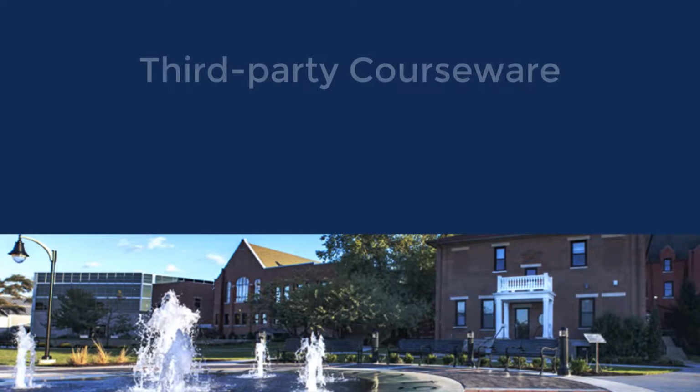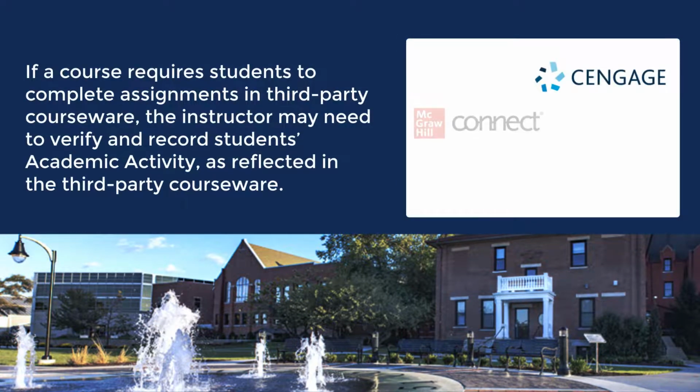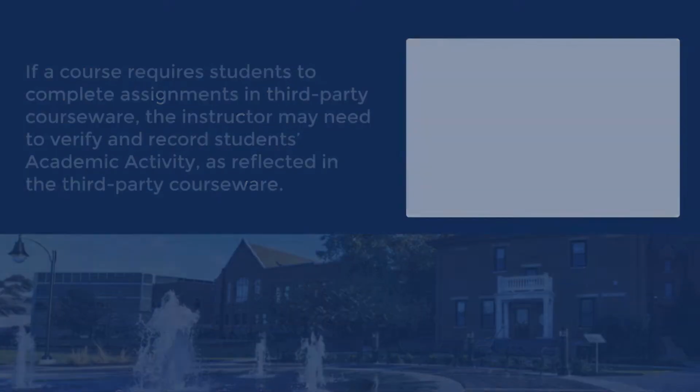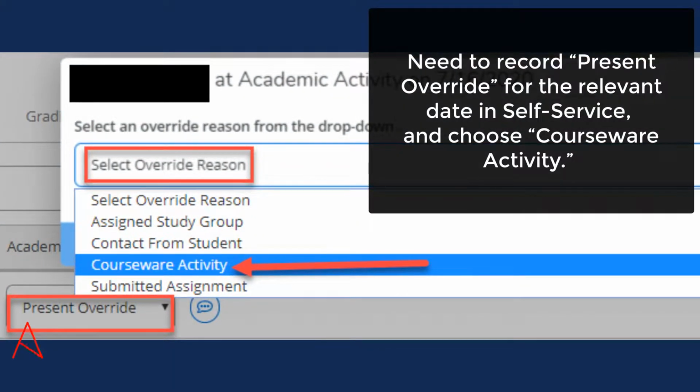If a course requires students to complete assignments in third-party courseware, the instructor may need to verify and record students' academic activity as reflected in the third-party courseware. The instructor will need to record present override for the relevant date in Self-Service and choose courseware activity in the drop-down comment box.